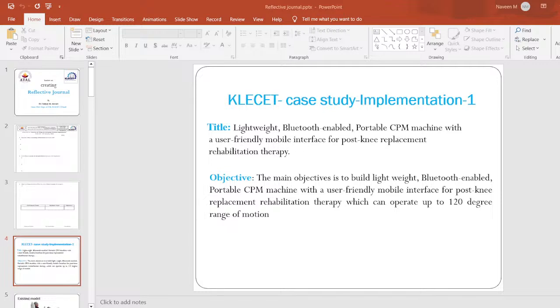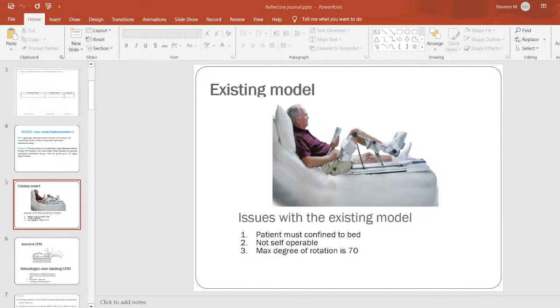What are the drawbacks? The first drawback is the patient must be confined to the bed. It is a physiotherapy IoT application. The first problem is the patient has to be confined to the bed. Second is it is not self-operable. The patient will be sitting, the nurse has to come, attach it and trigger the movements. She has to give the number of degrees and number of rotations, then this will start working. Another major problem is the degree of rotation will be only 70. Up to 70 degrees it can rotate, that's it.